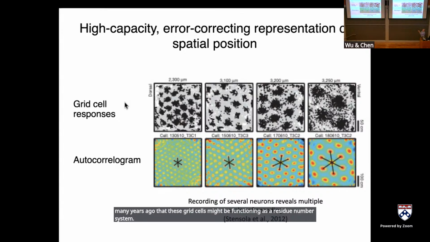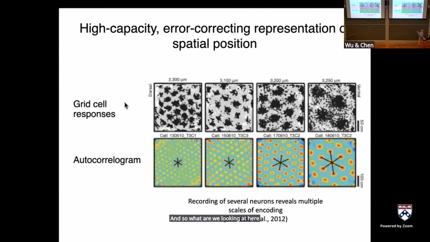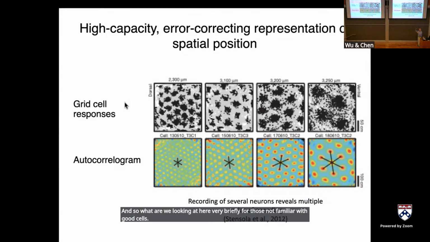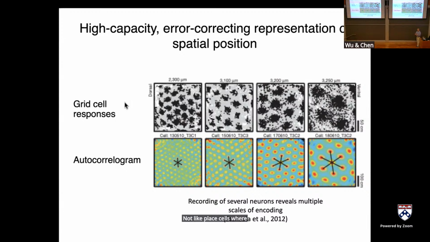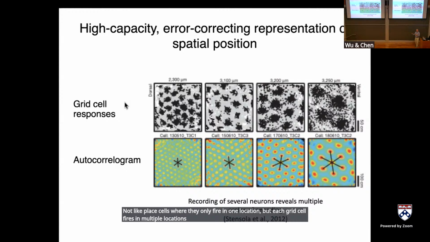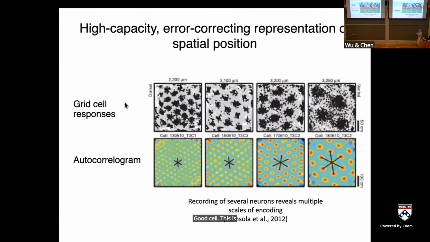And so what are we looking at here very briefly for those not familiar with grid cells? These are neurons way up high in the brain in the entorhinal cortex, which represent your location in the world, not like place cells where they only fire in one location, but each grid cell fires in multiple locations as you move around the world. And the locations that any one cell fires in are laid out in a sort of hexagonal grid, a two-dimensional hexagonal grid. So this is the response field of one grid cell. This is of another, this is of another, and so forth. Okay, it's a really astounding finding from neuroscience.